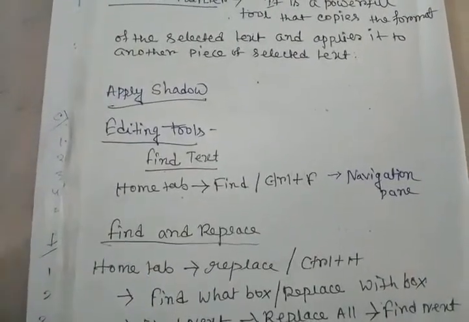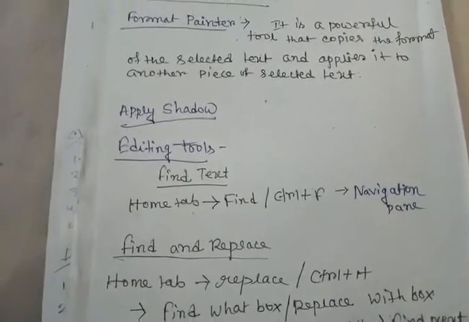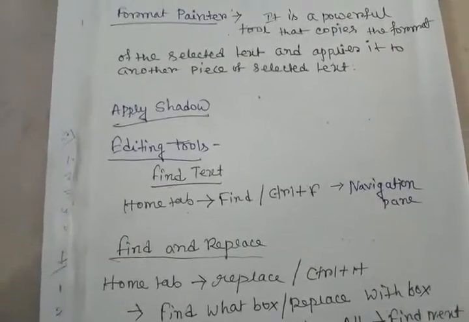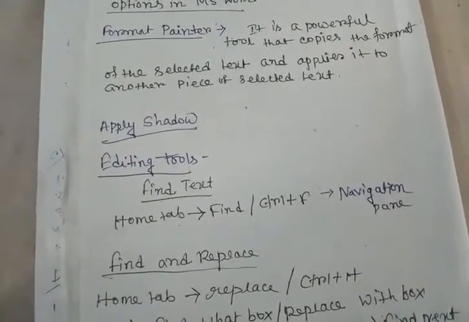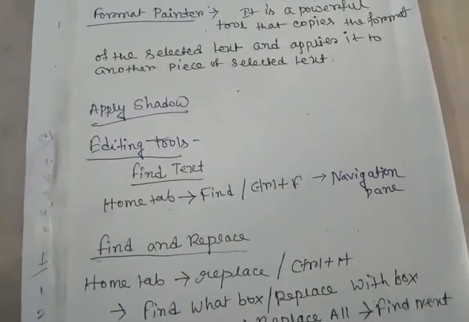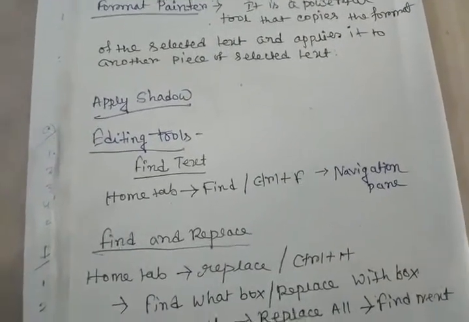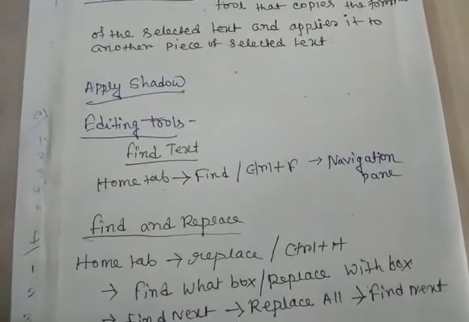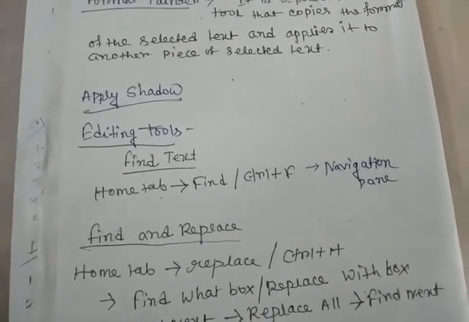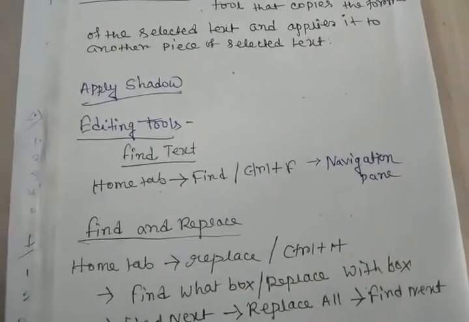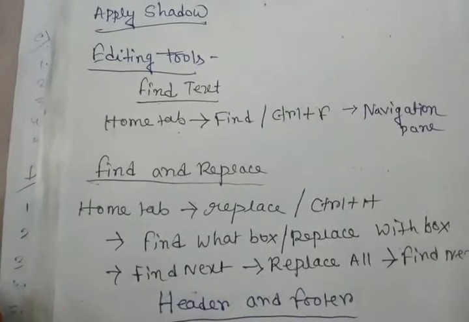Now we will discuss the application of shadow. We have to follow some steps to decorate the text using the shadow tool. First, we have to select the text in which a shadow effect is to be applied. Click on the Text Effects on the Home tab in the font group of the ribbon and then select shadow.